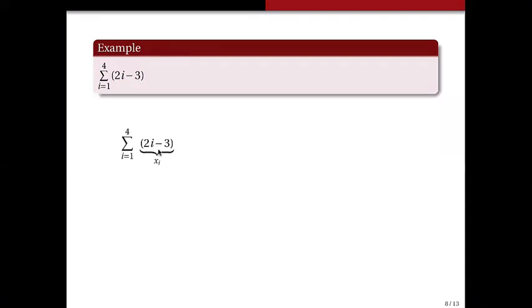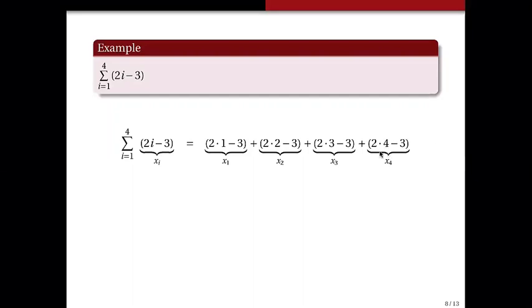Therefore, your x1 is 2 times 1 minus 3. Your x sub 2 will be 2 times 2 minus 3, because i now is equal to 2. X sub 3 will be 2 times 3 minus 3. And x sub 4 will be 2 times 4 minus 3. So this guy here, here, here, and here, they all came from the formula 2i minus 3.